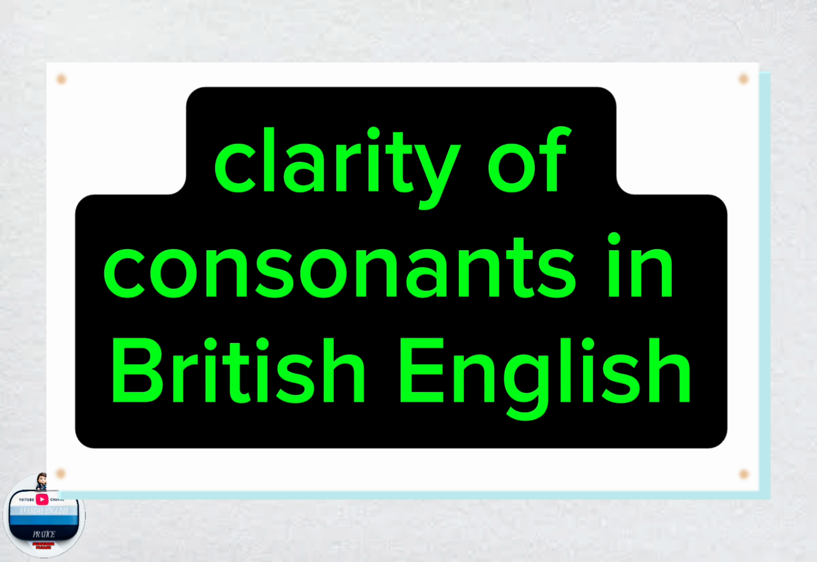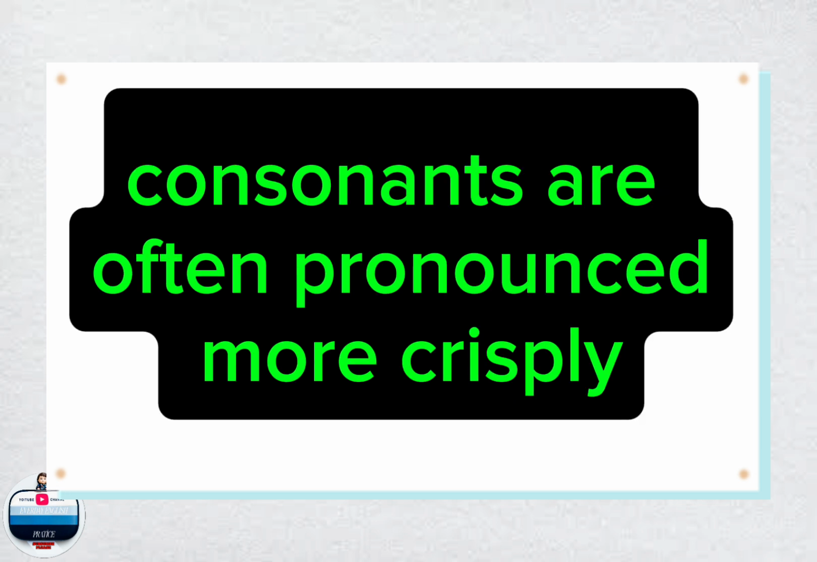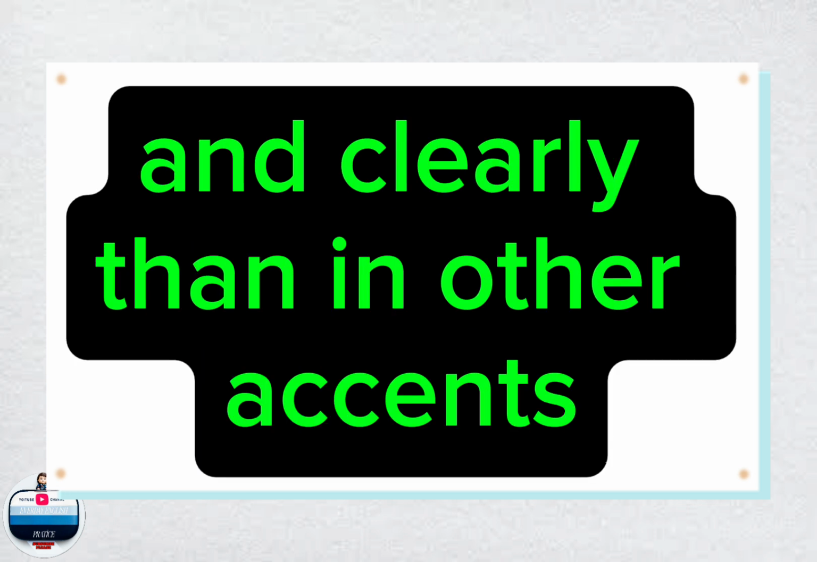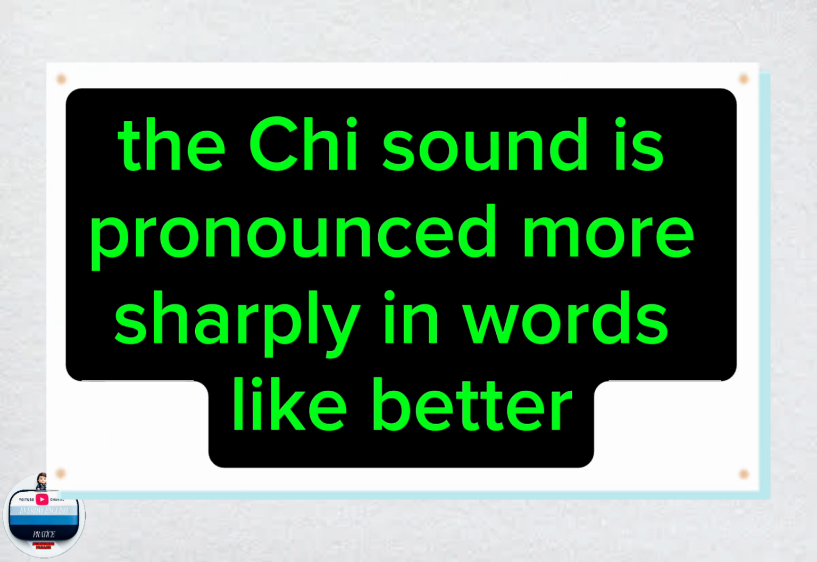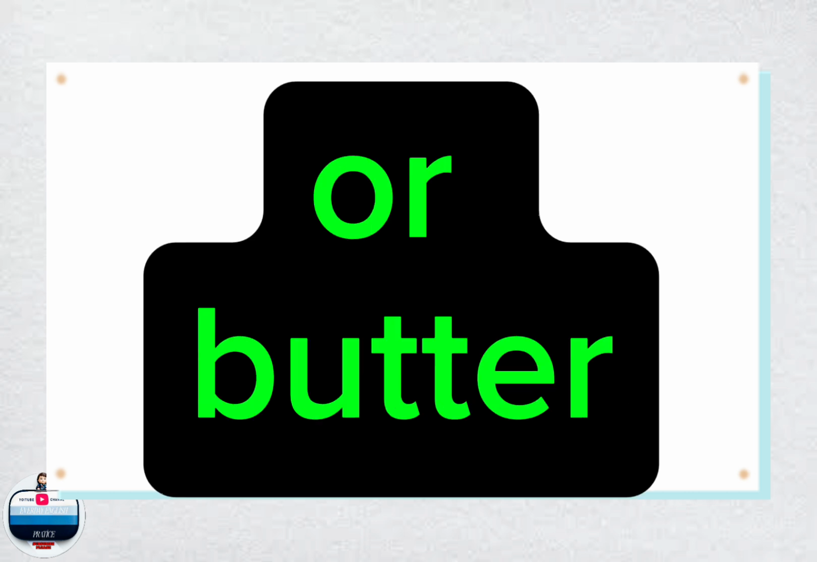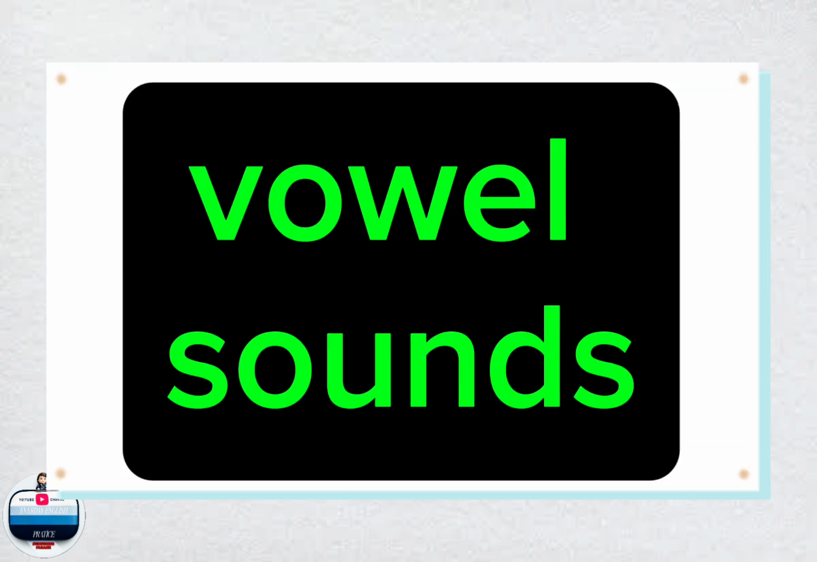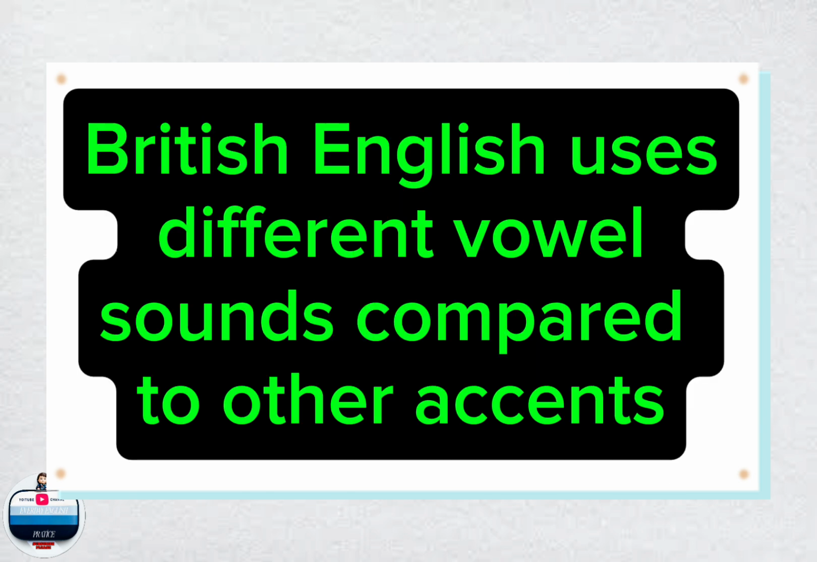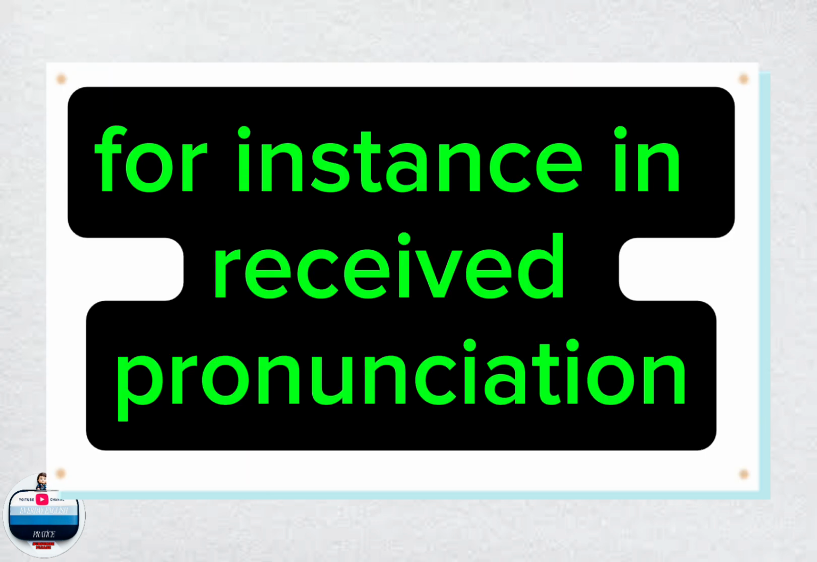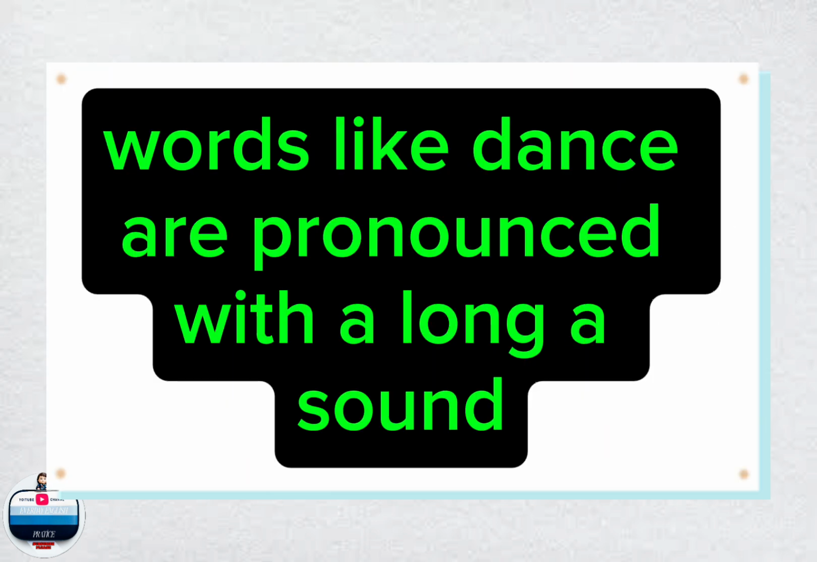Clarity of consonants. In British English, consonants are often pronounced more crisply and clearly than in other accents. For example, the T sound is pronounced more sharply in words like better or butter. Vowel sounds. British English uses different vowel sounds compared to other accents. For instance, in received pronunciation, words like dance are pronounced with a long A sound, dance.